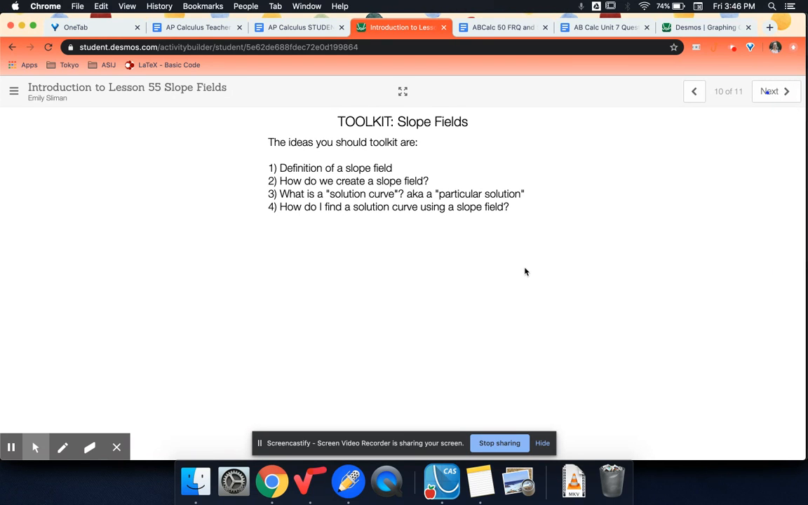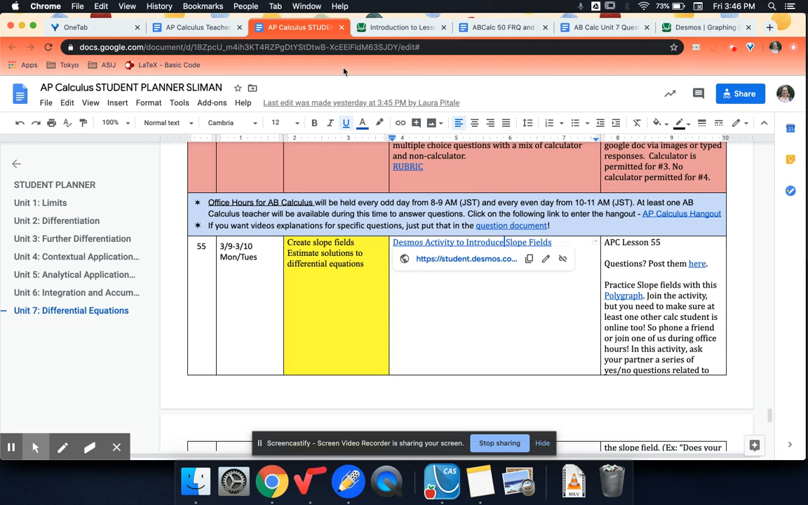And now here's the ideas you should have in your toolkit. What is a slope field? How do we create one? What is a solution curve? And how do I find a solution curve using a slope field? So all of those are things you did in this activity, but if you wanted to find a written out definition of the slope fields, it's in the toolkit solutions for your notes on slope fields.